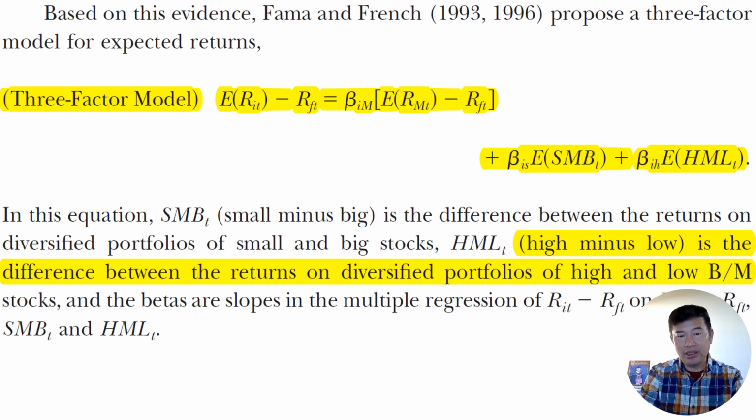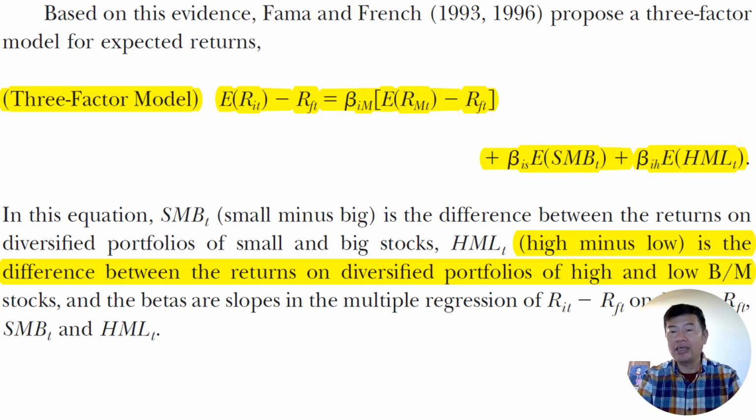And what is SMB? SMB is what they explain over here: small minus big. What is small? What is big? It is the difference between the returns on diversified portfolios of small and big stocks, talking about size. And you wonder what is size? Capitalization. The size, I mean the price of a share multiplied by outstanding shares. That becomes the size of a stock.